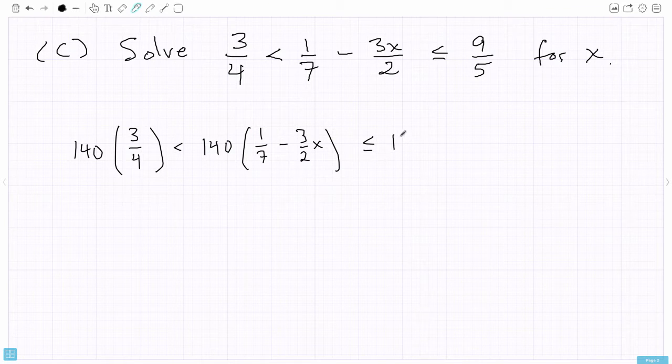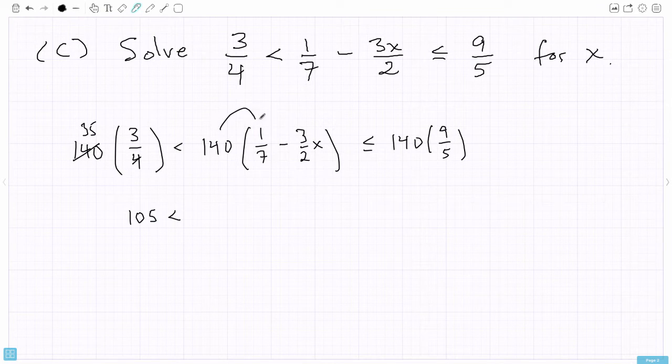So I'm multiplying by 140 times 9 over 5. Now the whole purpose of the 140 was to be able to cancel fractions. So the 4 goes into 140. You could just divide 140 by 4, and that's 35 times. So 35 times 3 makes 105.